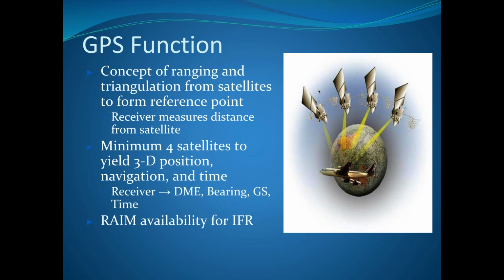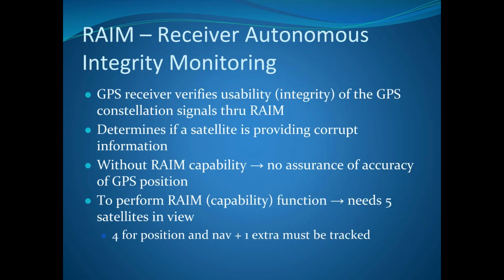RAIM is how we test. Receiver autonomous integrity monitoring. This is how we make sure that our GPS is giving us an accurate position. We use these RAIM tests in order to calibrate our GPS system. The GPS receiver verifies usability of the GPS constellation signals through RAIM. It determines if a satellite is providing corrupt information, and without RAIM capability, there's no assurance of accuracy of GPS position. To perform the RAIM capability function, you need at least 5 satellites in view. The way it breaks that up is 4 for position and navigation, and 1 extra must be tracked.